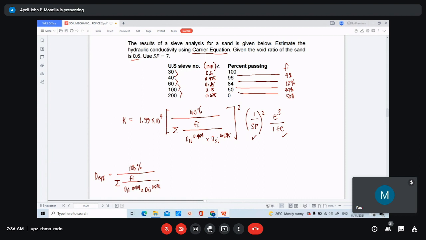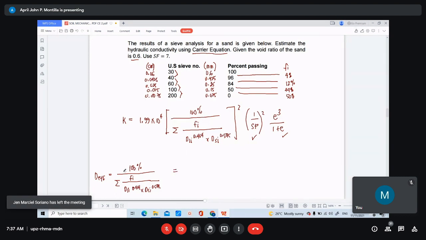So, itong millimeter opening na to, ika-convert natin into centimeters. Alam nyo na yung conversion. Divide nyo lang by 10, magiging centimeter na yan. This will become 0.06. Ito 0.0425. Ito magiging 0.025. 0.015 and 0.0075. So ito na yung gagamitin natin na openings, naka-centimeters.